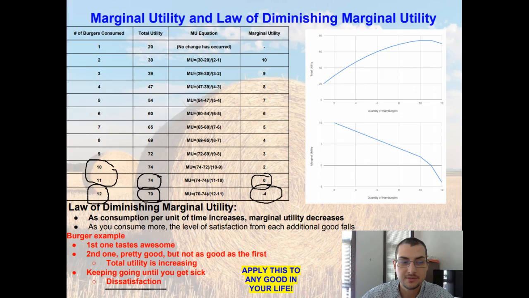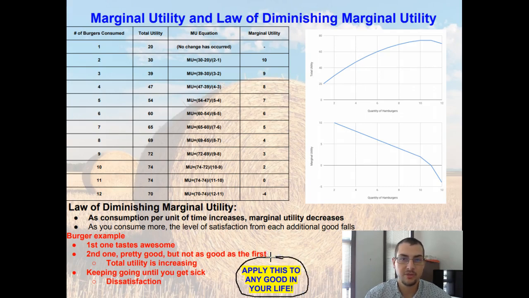Now what's amazing is that this law of diminishing marginal utility can be applied to any good in your life. I want you to just stop and think about just about anything. Just about every good, if not every good, in your life that you consume, there's at some point in time when the additional satisfaction that you get off of each additional unit will begin to fall. You won't enjoy it quite as much.